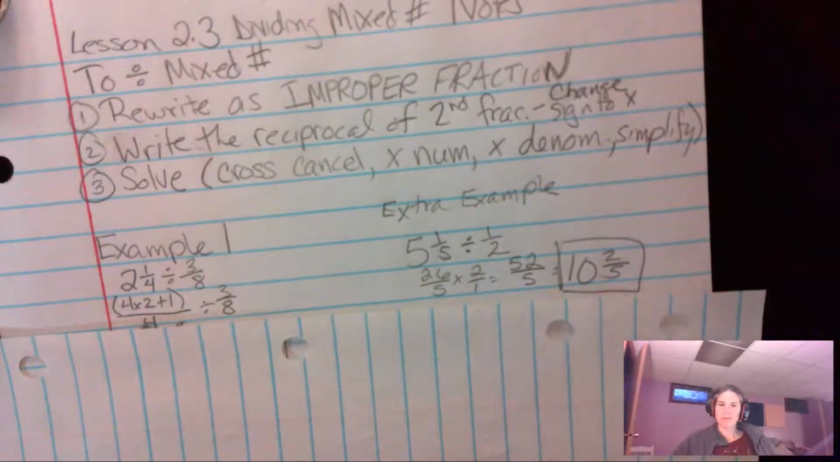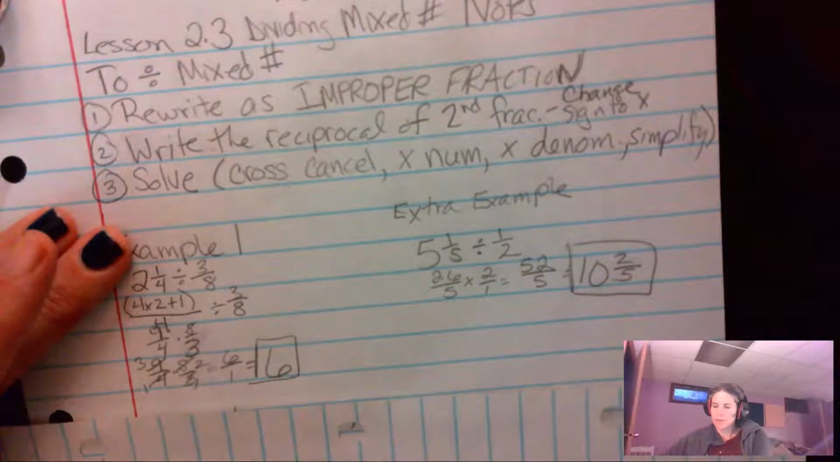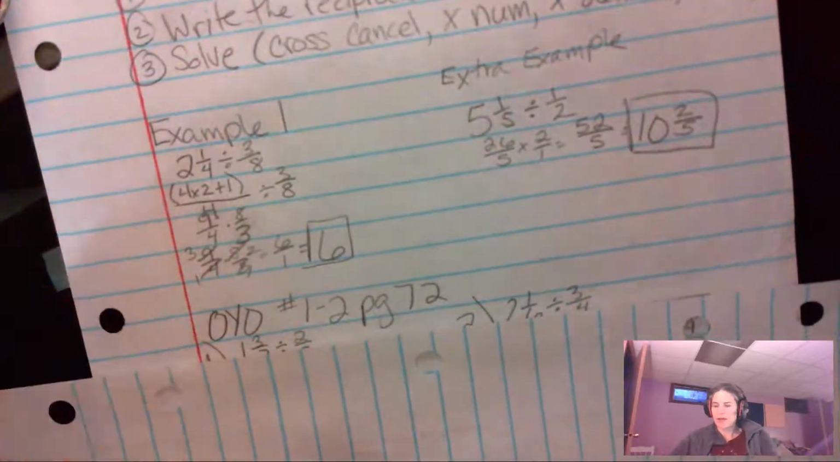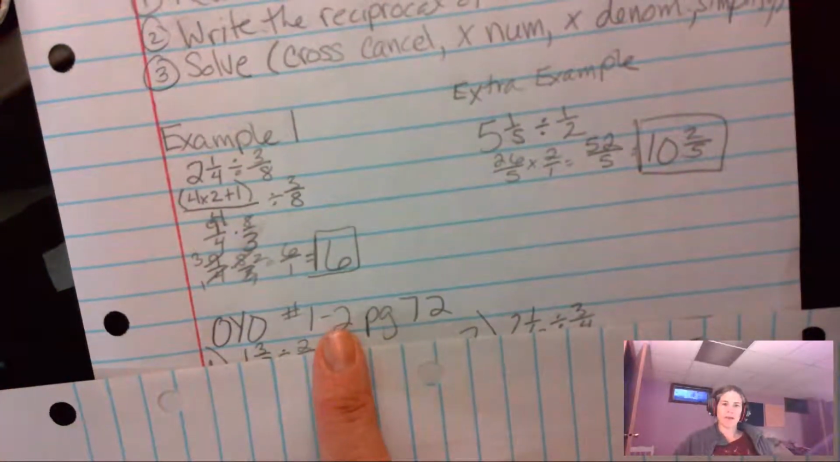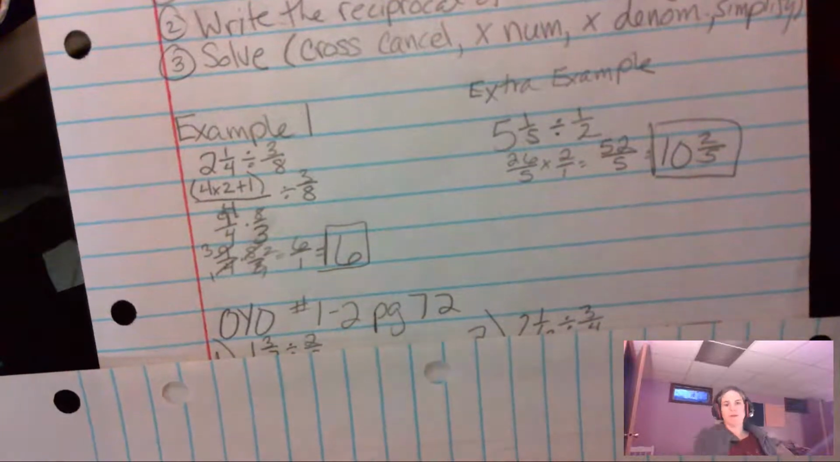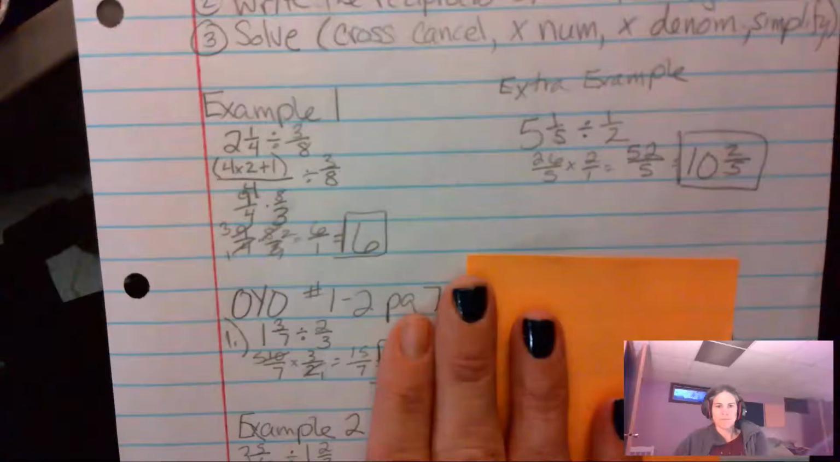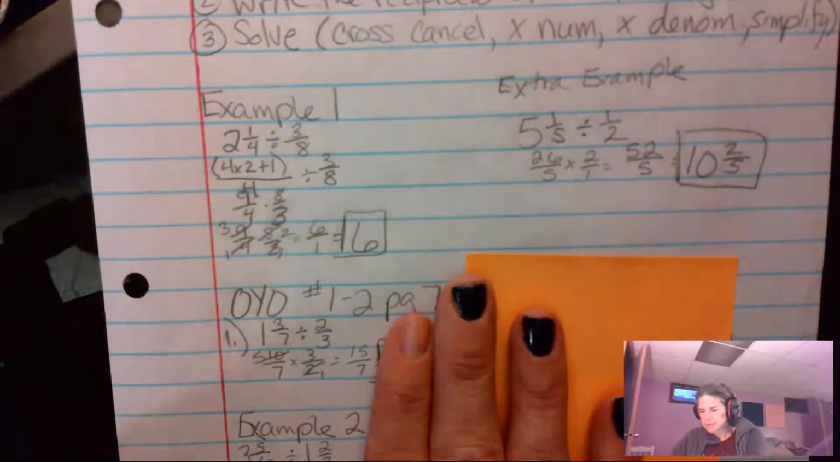Go ahead and pause your video. I want you to do, oops, where is it? Oh, there it is. On your own, numbers 1 and 2 on page 72. Go ahead and pause it. Pause.